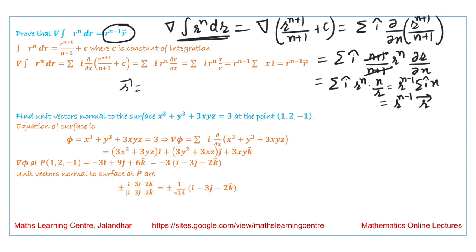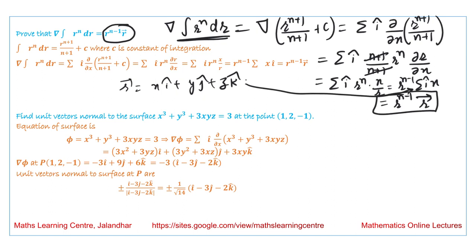R vector means x i cap plus y j cap plus z k cap. So this is this sum, and it is basically equal to r vector. So this is the required proof. So we have proved this result.